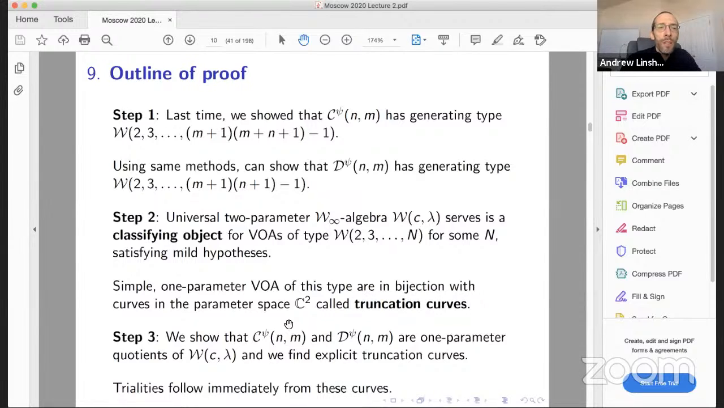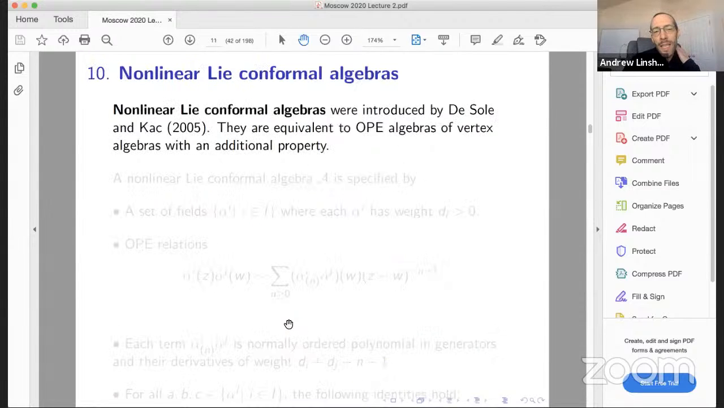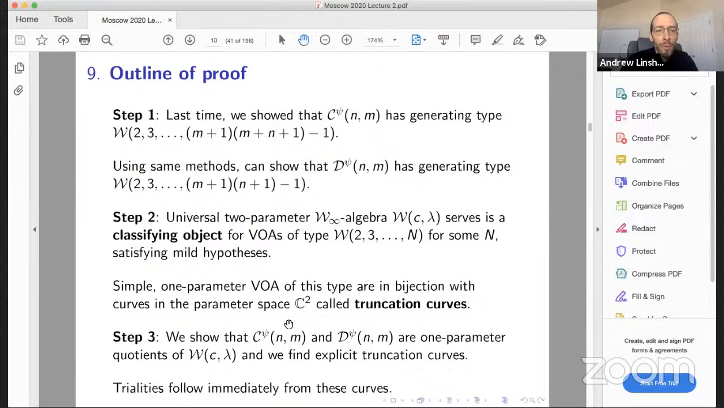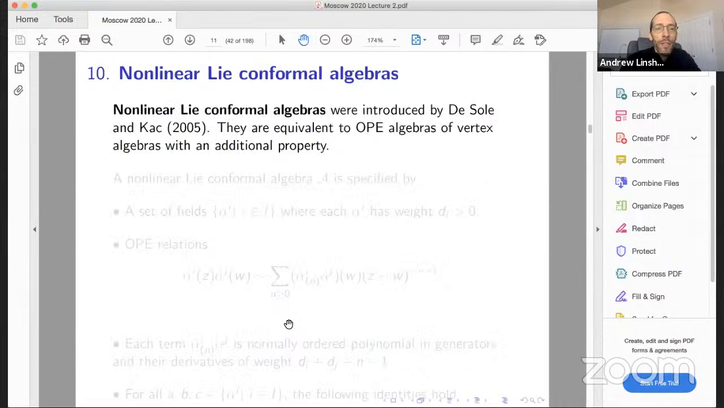Okay, so let me say something more general before I talk about this universal object. There's a very nice paper of De Sole and Kac from 2005, where they introduced the notion of nonlinear Lie conformal algebras. I'm going to explain the main result in different language, since this paper is written in the language of lambda brackets. But what's so powerful about this paper is that it gives a new approach to constructing VOAs.